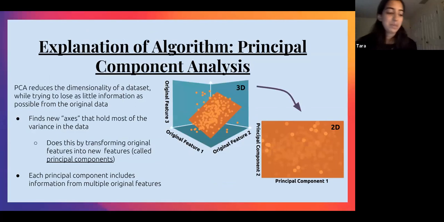So here's another algorithm I used to make the next graph, called principal component analysis, also called PCA. PCA reduces the dimensionality of a data set while trying to lose as little information as possible from the original data. As you can see in the image, a 3D graph is turned into a 2D graph. PCA finds new axes that hold most of the variance in the data. It does this by transforming the original features into new features called principal components, and each principal component includes information from multiple of the original features.